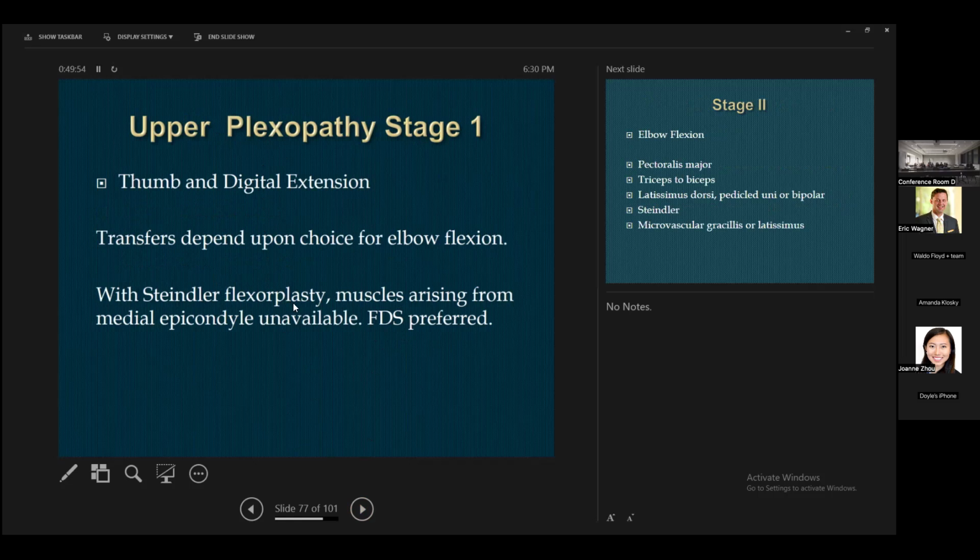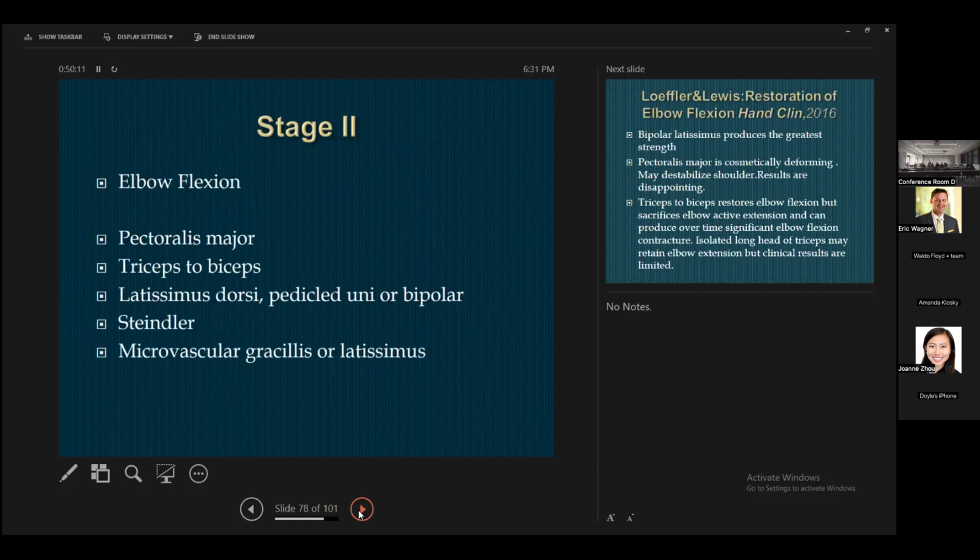One of my points is you want to use FDS if possible rather than a wrist flexor if you're thinking about using a Steindler flexorplasty for a second stage, since it does not arise from the medial epicondyle. So these are pretty standard transfers. I say standard, they're really not.